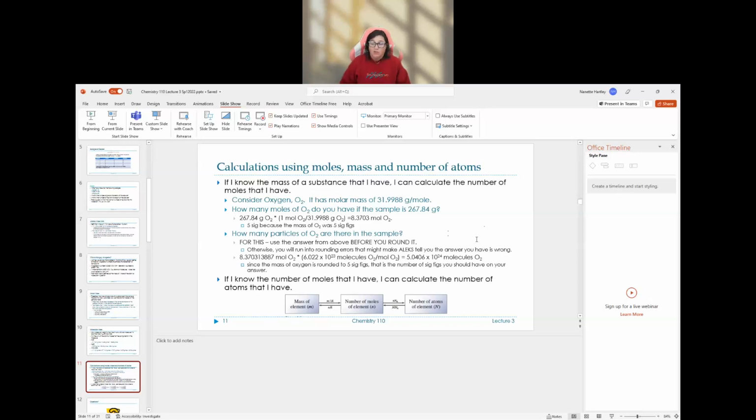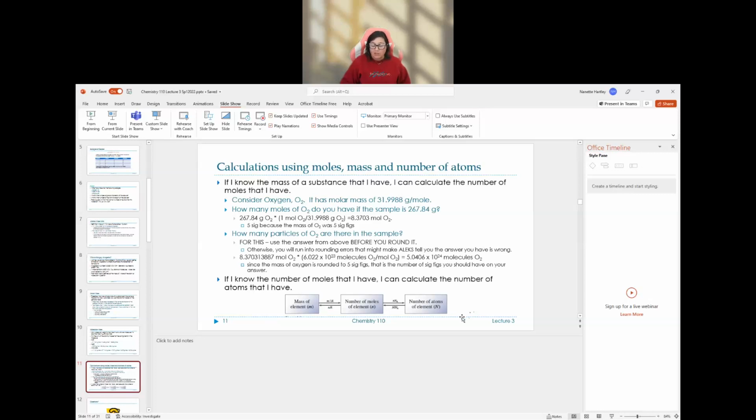Okay. So if I have the mass of an element, I can use the molar mass to get to the number of moles of that element. And from there, I can use Avogadro's number to get to the number of atoms of that element. If I have the number of atoms, I can divide by Avogadro's number, and that gives me the number of moles of that element. And I can take that and use the molar mass to get back to the number of grams. Okay, so I can go anywhere from there. Now, if I have a mass, if I want to go to atoms, I need to go through moles.